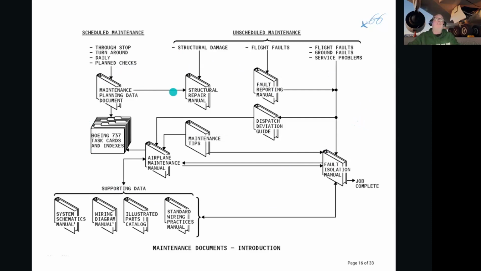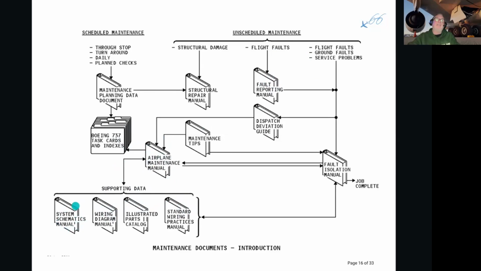Okay, so I have a structural repair manual if I have structural damage. I have a fault reporting manual. I want to talk to you about this. And I have, in terms of supporting data, standard wiring practices. Apart from the AMM, of course, I have standard wiring practices I can refer to. I have the IPC. If I need to find a part, I look at the IPC for the correct part. If I'm a B2 and I've got wiring problems, I can look at the wiring diagram manuals.